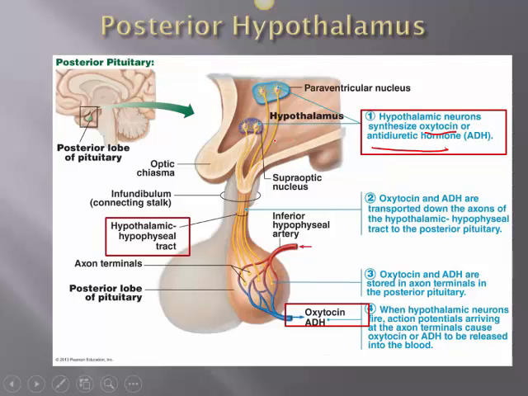Now take a look at this picture very, very clearly. These neurons, which are originating in these 2 nuclei, their axons travel all the way down from the hypothalamus into this connecting stalk called the infundibulum, and they come and end in the posterior pituitary. So these axons are extremely long, okay? They come and end in the posterior pituitary.